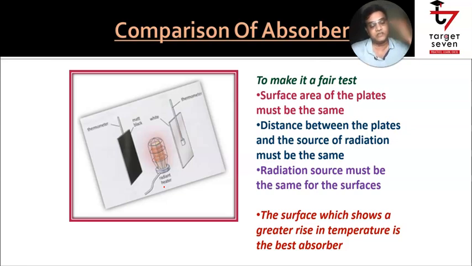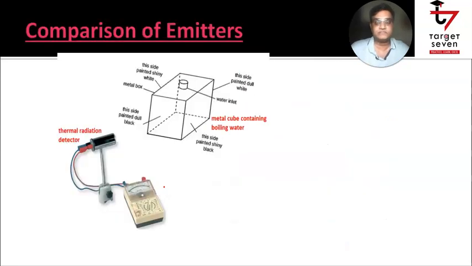Consider this in the frame of mind of an IB MYP criteria B question. You might want to list out all the control variables. You might want to list out the independent and the dependent variable as well. Now that we have compared the absorbers, how do you think we will be able to compare emitters?